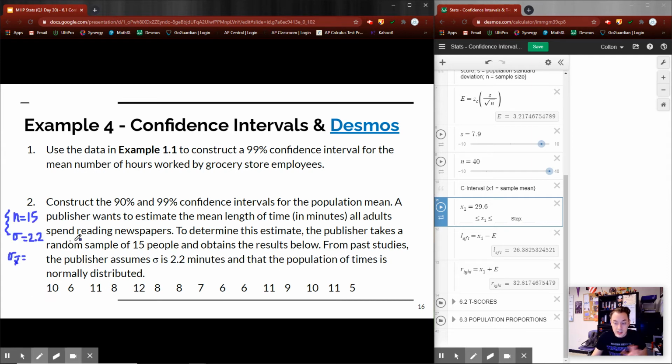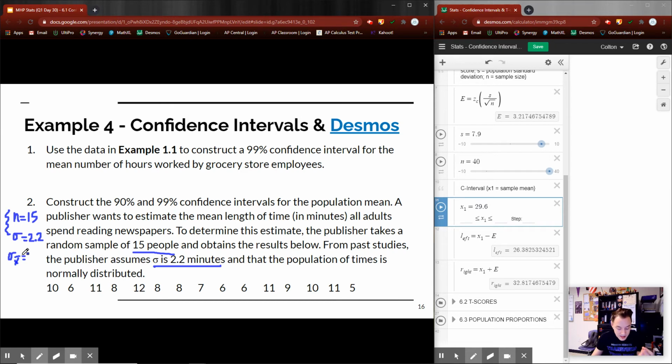All right, so I just rewrote it off to the side. Again, my sample size is 15 right here, and then my standard deviation is 2.2. Now, I want to find my sample standard deviation as well, just in case, so I can actually plug that in.